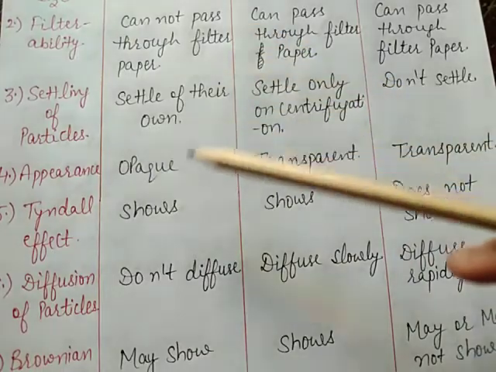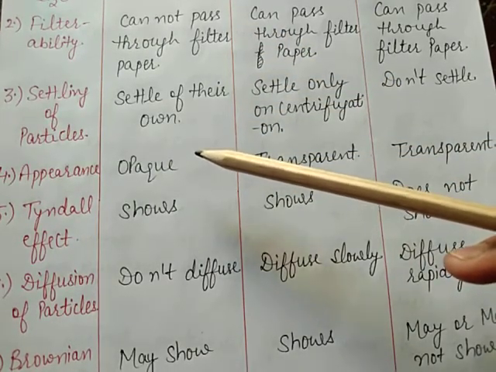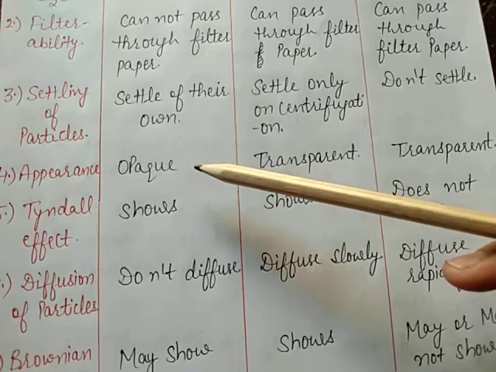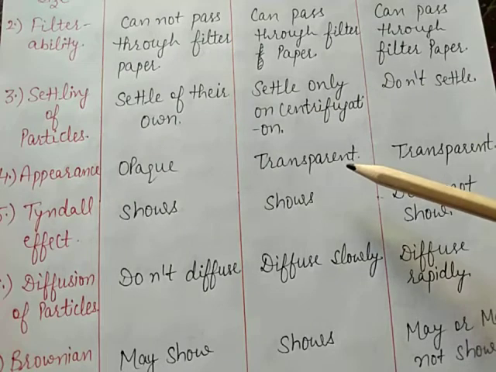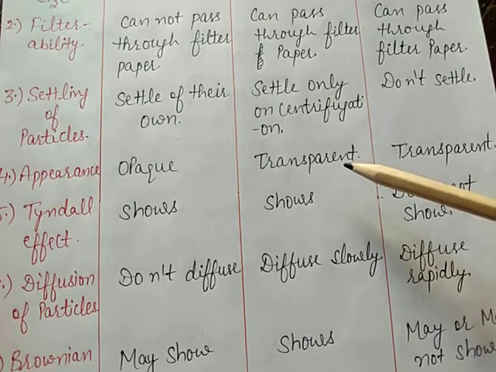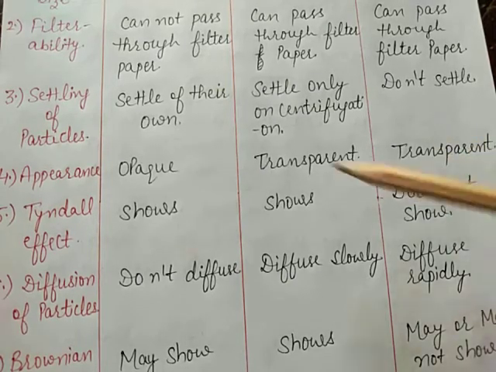Appearance. Suspension may be opaque or translucent. Colloidal solution is transparent or translucent. True solution is always transparent, like a sugar solution, salt solution, etc.